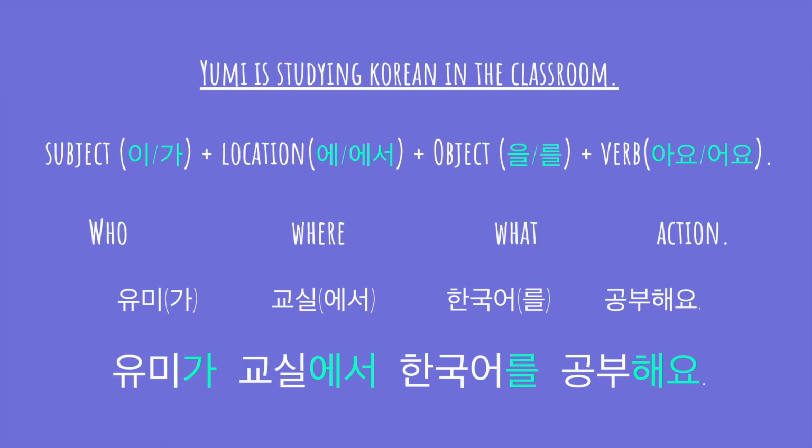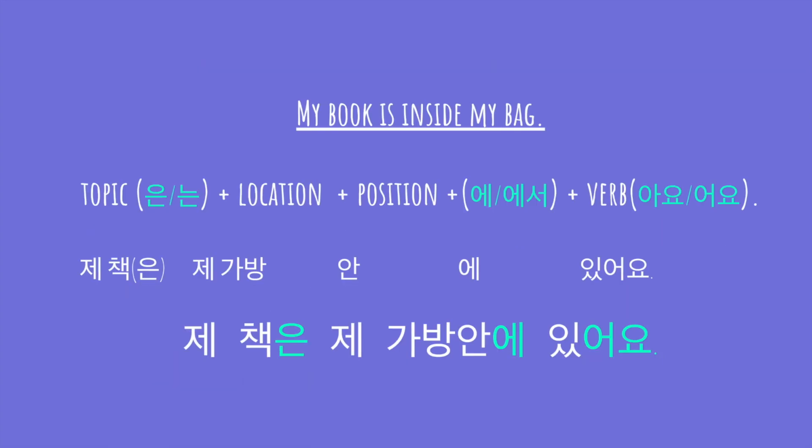Yumi is studying Korean in the classroom. The subject particle is attached to the subject, the locative particle is attached to the location, the object particle is attached to the object, and then the verb is conjugated. The subject is who of the sentence, in this case, Yumi. The location is where, in this case, the classroom. The object is what, in this case, Korean, and the action is the verb, in this case, study. 유미가 교실에서 한국어를 공부해요.